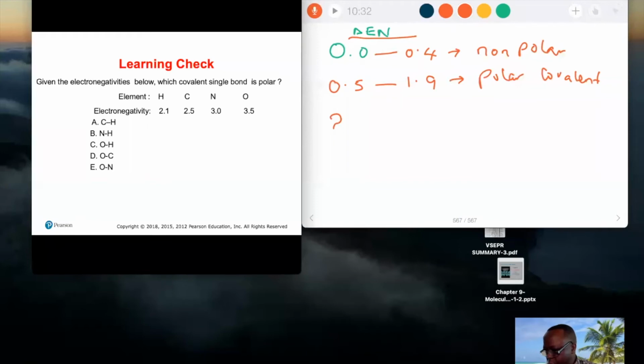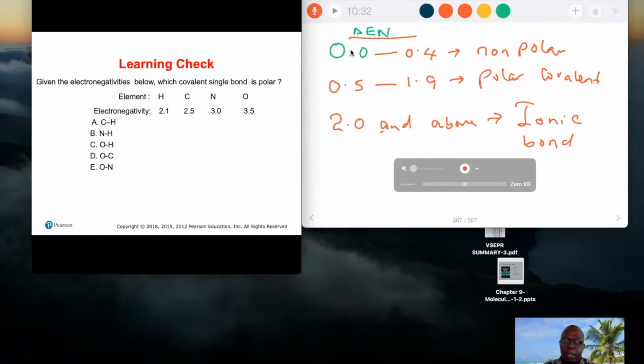And 2.0 or greater, and above, let's say this, above this is an ionic bond. So if I want to know if the bond is non-polar, change in electronegativity between 0 to 0.4 is non-polar, but if the value lies within the middle range, we say that the bond is polar. 2 or above 2, the bond is ionic.